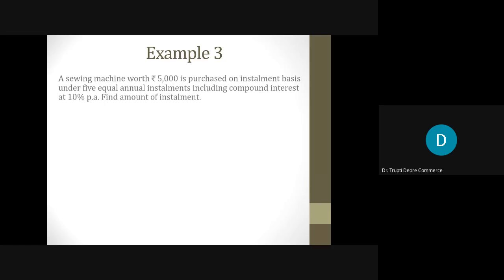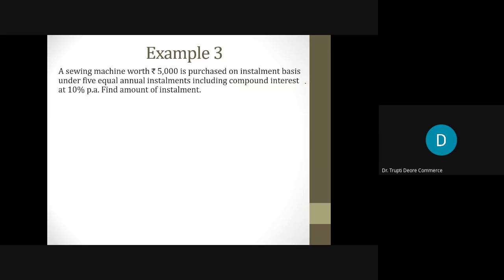Okay, write down the next sum now. Third one: a sewing machine worth rupees 5,000 is purchased on installment basis under 5 equal annual installments, including compound interest at 10% per annum. Find the amount of installments. Now, what is given? A sewing machine worth rupees 5,000. It means its present value is 5,000, right? We have purchased for 5,000. It's a purchase price, so present value is 5,000.